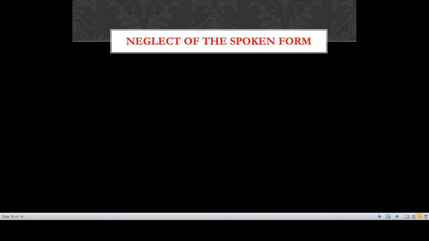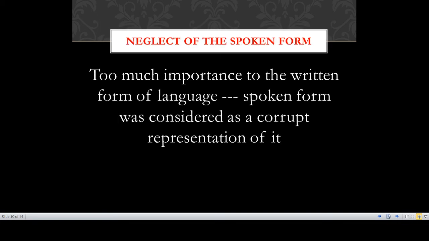Then the next fallacy is that the spoken form was considered a corrupt representation. More importance, or unnecessary, irrelevant importance, was given to the written form of language. Traditionalists gave too much importance to the written form of language, and they wrote grammars based on the written form. They considered it the correct language form. The spoken form was just, as you say, an imperfect representation of the written form.